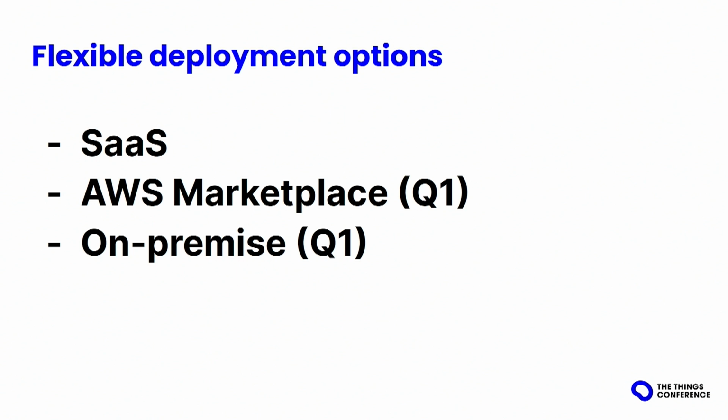And currently, Qubitro is software as a service. So you don't need to take any extra step to deploy Qubitro or work with it. You can just register through our website. And in Q1, we will introduce our first marketplace deployment option on AWS. And we are also working on our on-premise deployment.